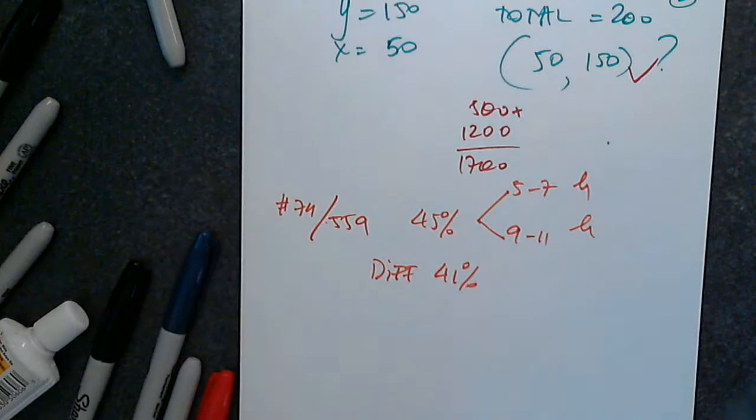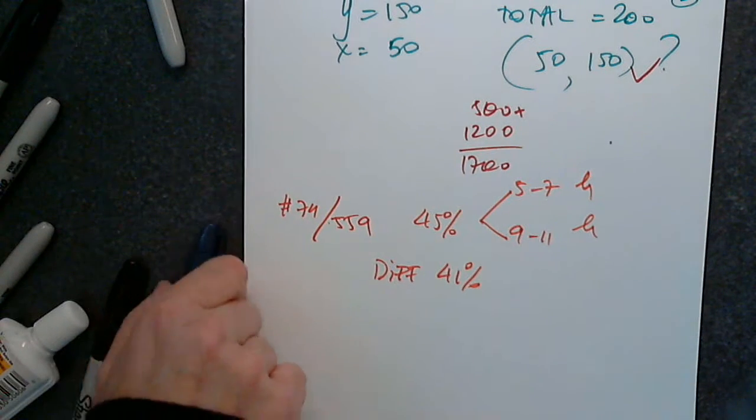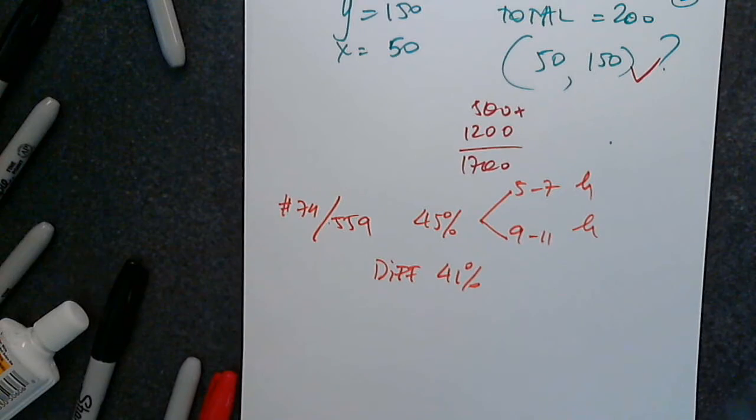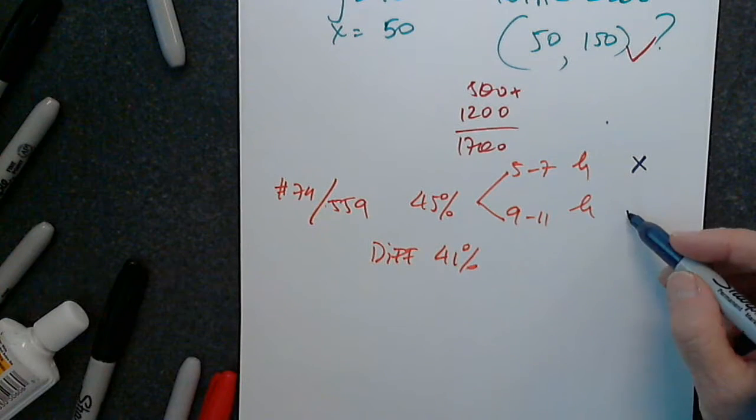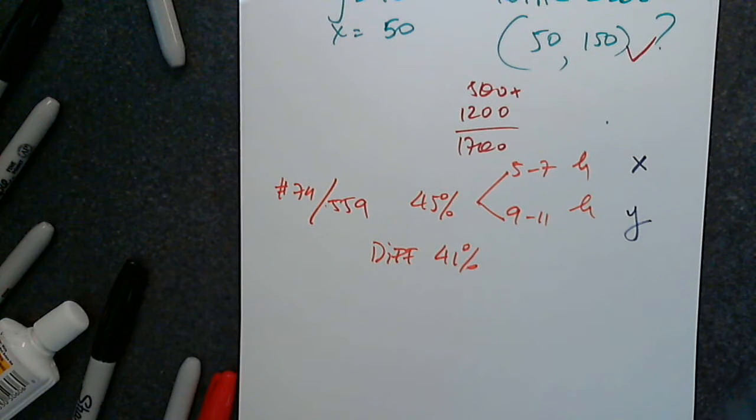So how many variables do we have in this problem? Two variables. I'm going to call this x, and I'm going to call this y. X is the percentage of students who sleep between 5 and 7. And y is the percentage of students who sleep between 9 and 11.